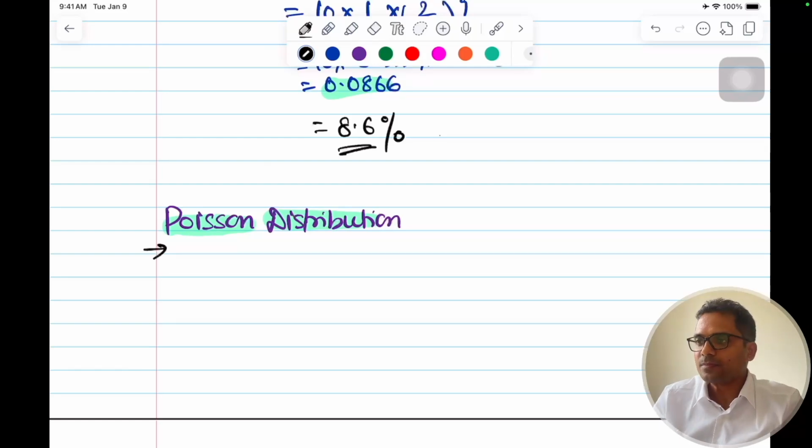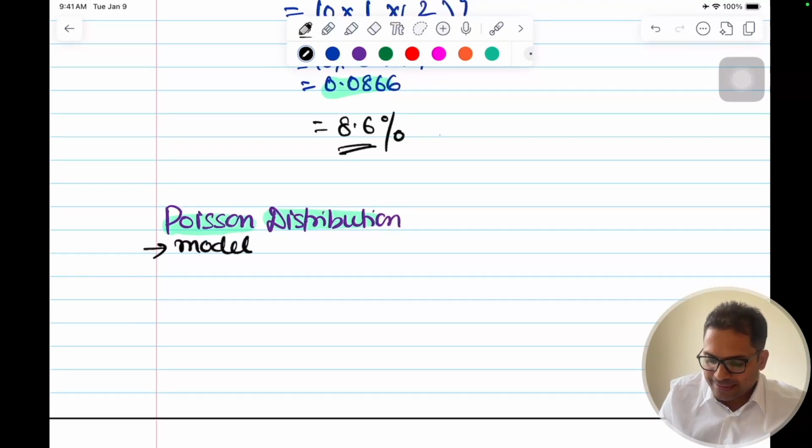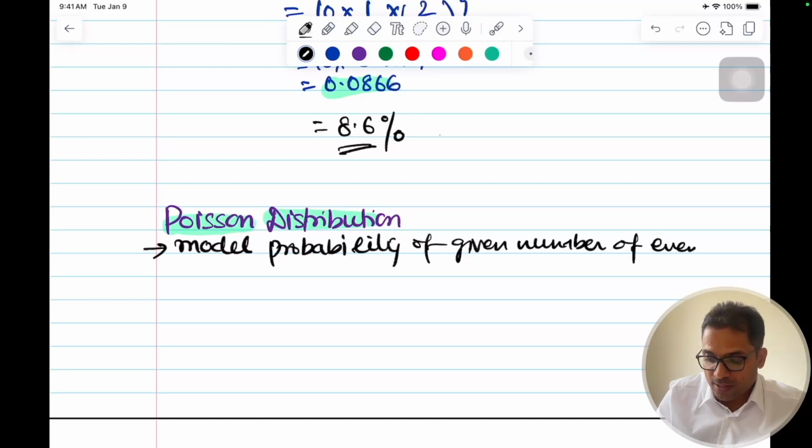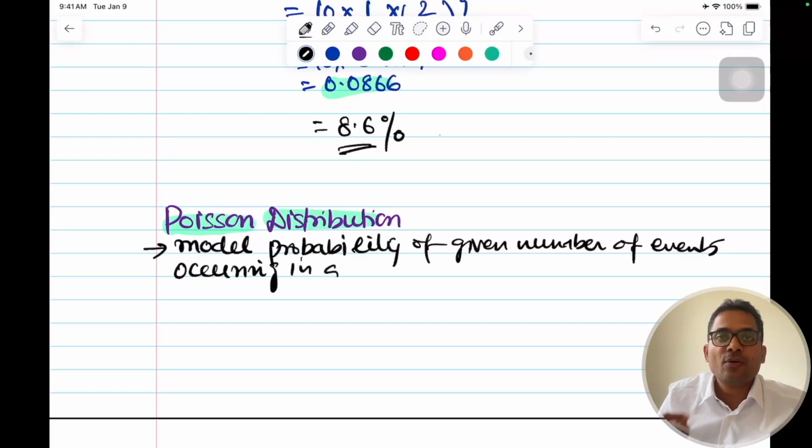Poisson distribution expresses the probability of a given event occurring in a fixed interval of time. So it is used to model the probability of an event which is happening in a fixed interval of time. They are all talking about probability distribution. So probability of a given number of events, count, occurring in a fixed interval of time.